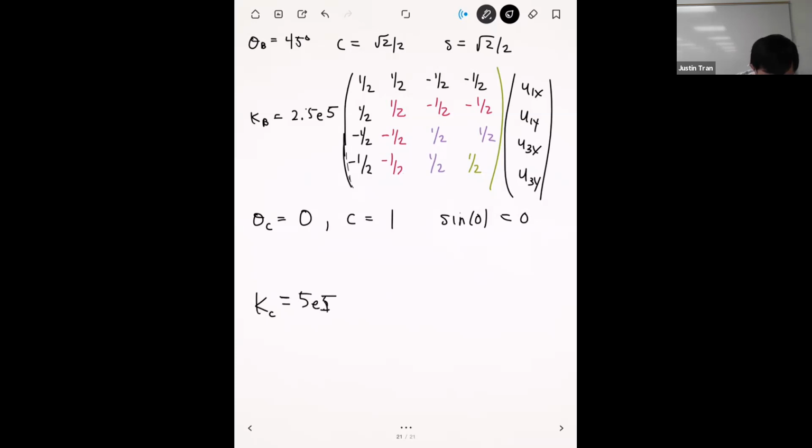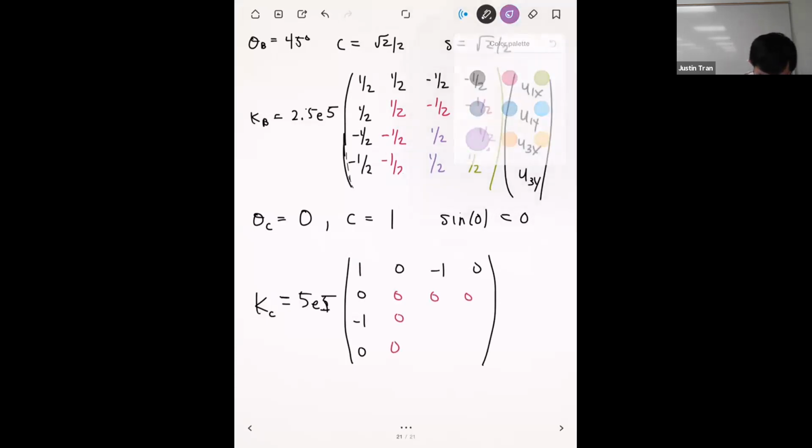And so if we do AE over L in front, we have a 5 times 10 to the 5th. Okay. And so that's the first row in the first column. Second row is going to be all zeros. Okay. Third row, we have this. And then last row, we have just a 0 down there.